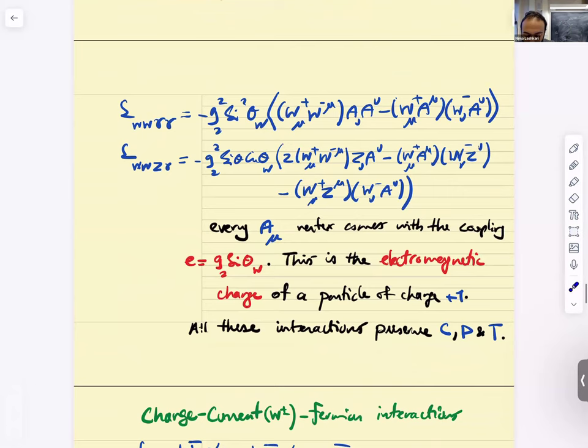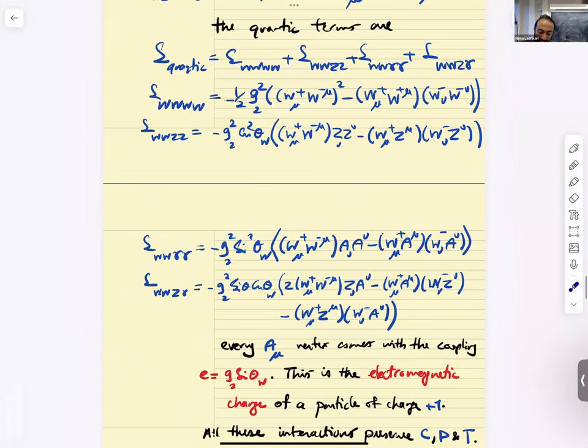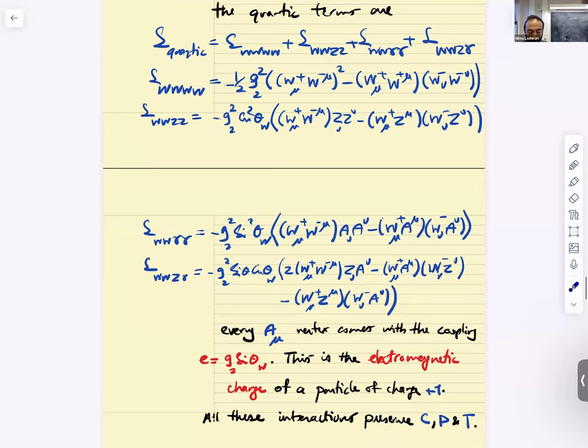Now, staring at this, one important thing is every A mu, every photon vertex, comes with the coupling g2 sine theta W. So g2 sine theta W deserves to be called the electric charge of the particle, right? Because that's how it interacts with the photon. The vertex with the photon is what electric charge is. So that's the electromagnetic charge.